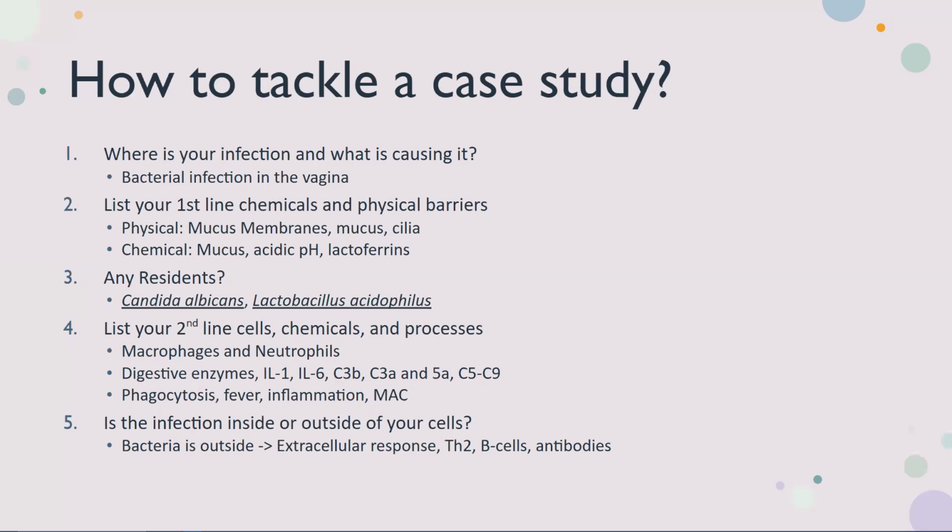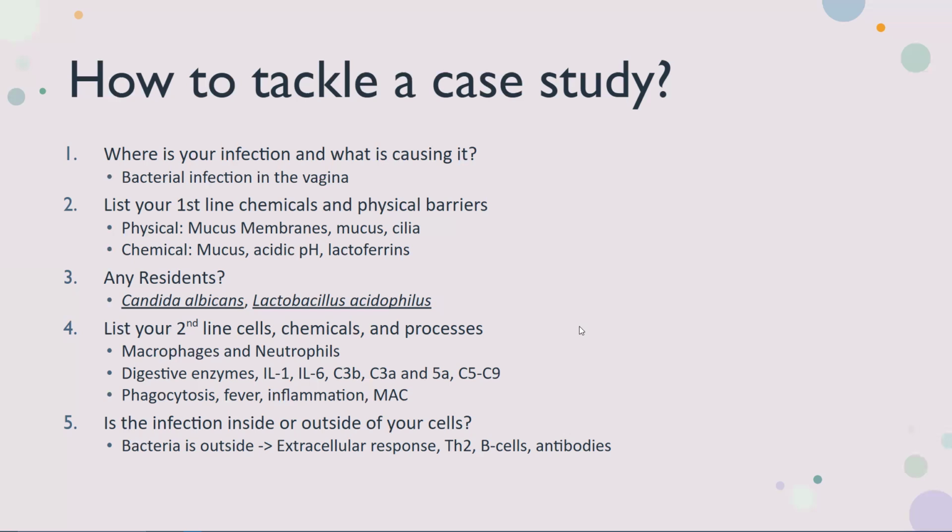And then what's causing it? Is it bacterial, viral, parasitic, etc.? So once you've determined that, in this case, I use the example, okay, I have a fungal infection in the vagina. This is usually Candida albicans, but I'll just throw that one out for this one. List your first line chemical and physical barriers. So then your next step, all right, what physical barriers do I have in the vagina? I got mucous membranes, I got mucus, I got cilia. What about chemical barriers? My mucus, acidic pH, and lactoferrins. Okay, first line taken care of.